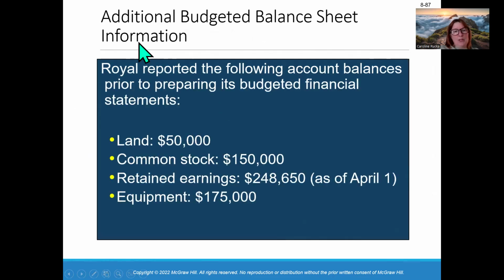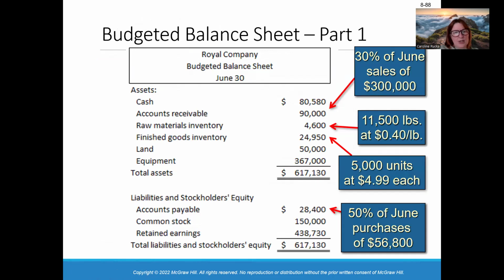Same thing with the balance sheet. When we started out, we've got this land of 50,000, common stock of 150,000, retained earnings of 248,650 as of April 1st, and equipment of $175,000. Accounts receivable, remember, that's this 30% of June sales that we're going to collect in the next month. Raw materials inventory, that's the rollover that we've got. Finished goods inventory, that's what we needed to end with.